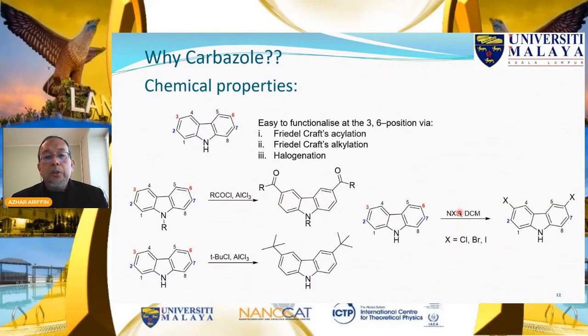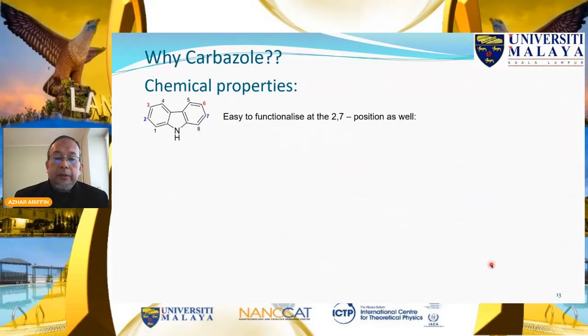You can also easily do halogenation at positions 3 and 6 by using N-chlorosuccinimide, N-bromosuccinimide or N-iodosuccinimide in the solvent DCM, dichloromethane. Then you can easily introduce a halogen at positions 3 and 6 here. Whereas substitution at positions 2 and 7 you can also do, but it is slightly more difficult than positions 3 and 6, because you have to do it indirectly.